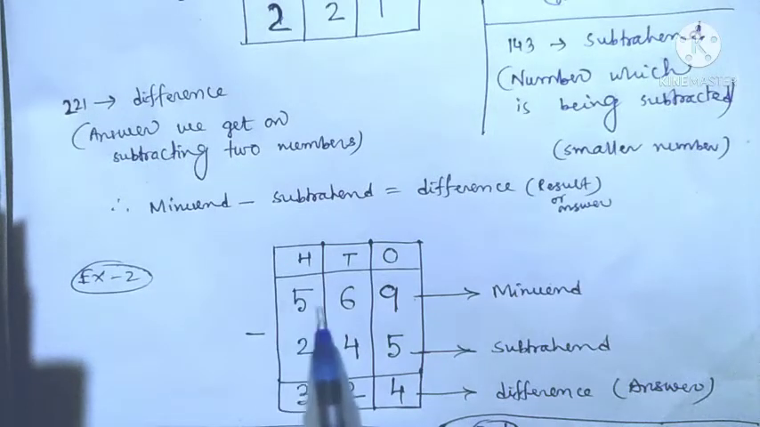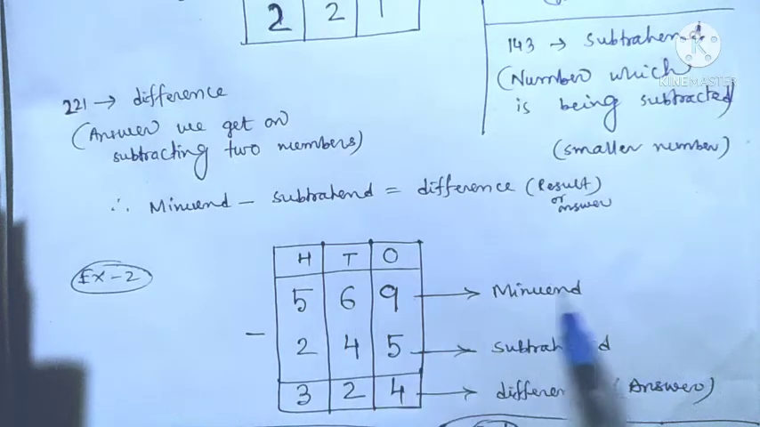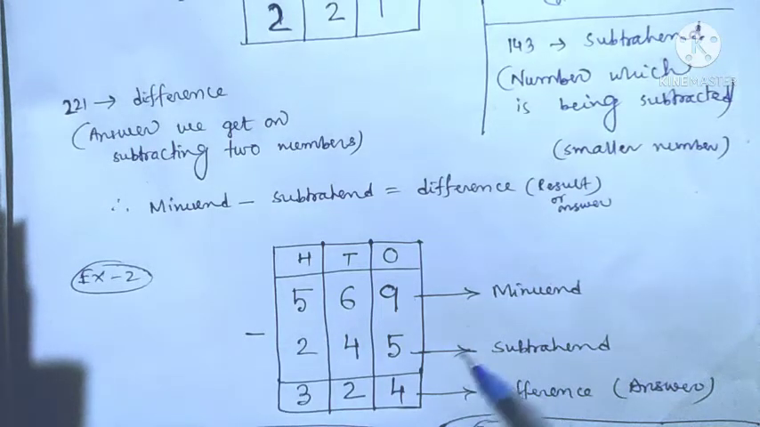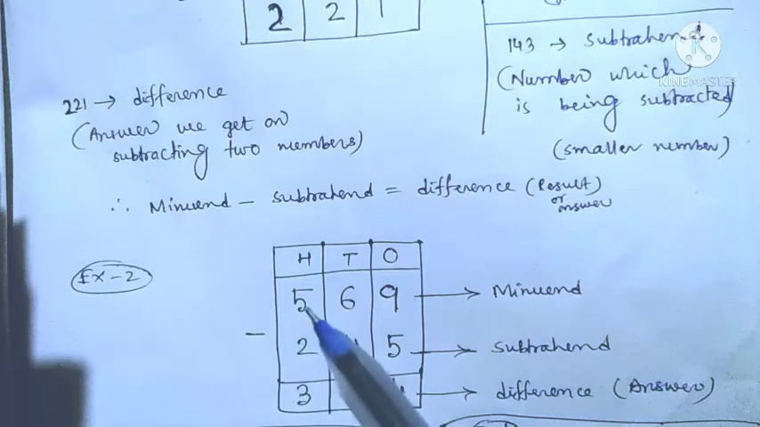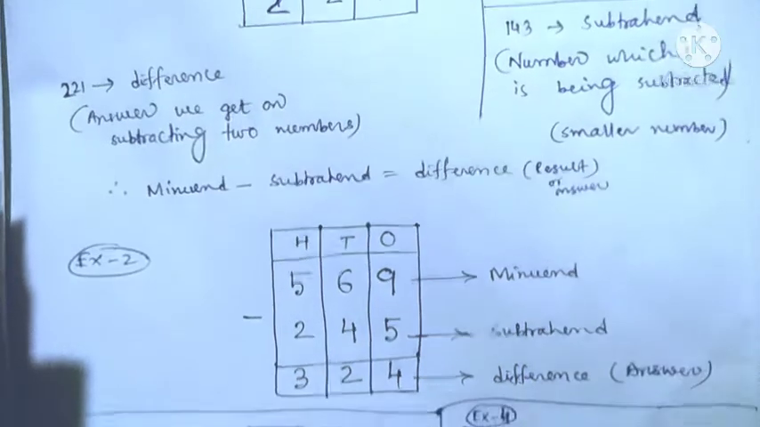Now we take another example. Here 569 minus 245. This number is called minuend and this number is called subtrahend. So we subtract 9 ones minus 5 ones. That is 9 minus 5 equal to 4. 6 minus 4 equal to 2. 5 minus 2 equal to 3. So 324 is the difference, or you can say answer.